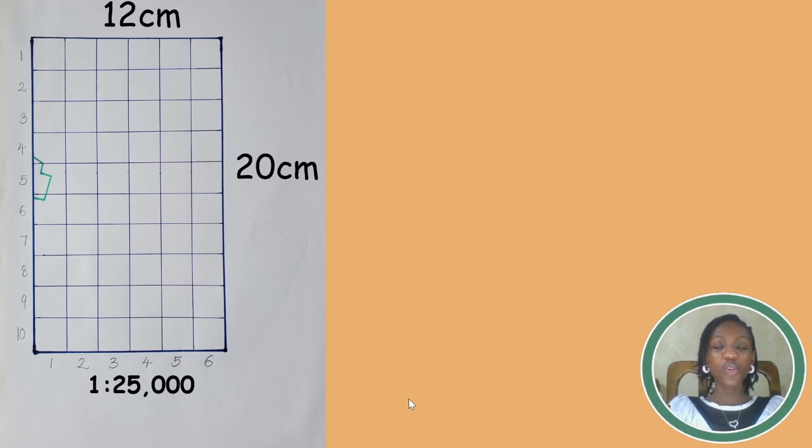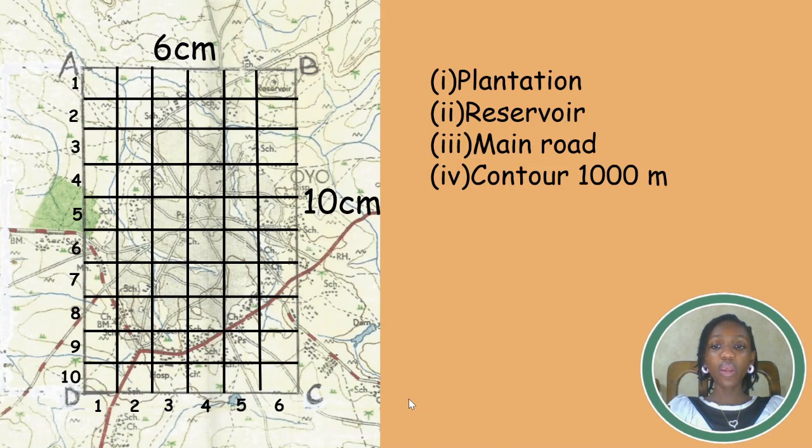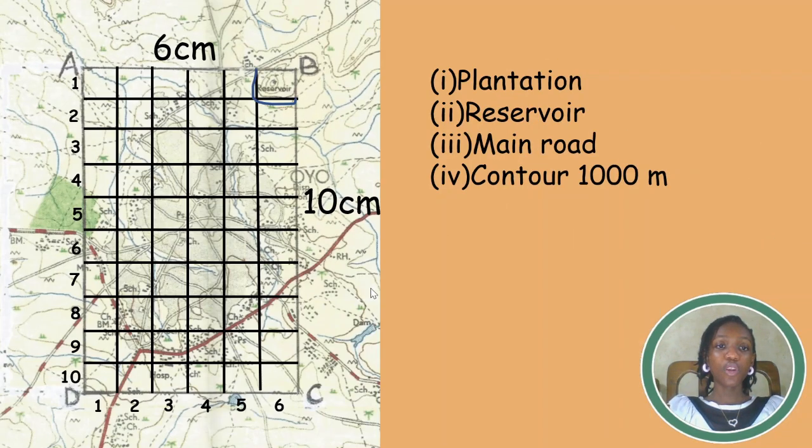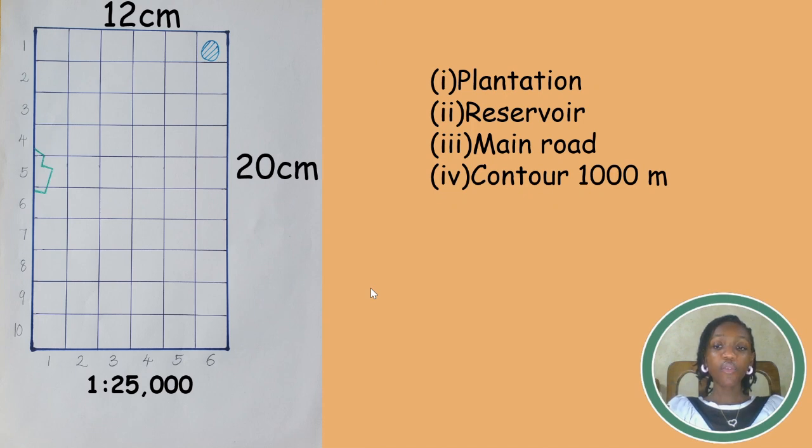Now the next thing is the reservoir. For the reservoir, we don't need the key of the map because it's clearly written at the vertex of B, that's right here. We can see the reservoir clearly written. And on our map, it should look like this. A reservoir is simply a body of water, whether natural or artificial, used as a source of water supply.